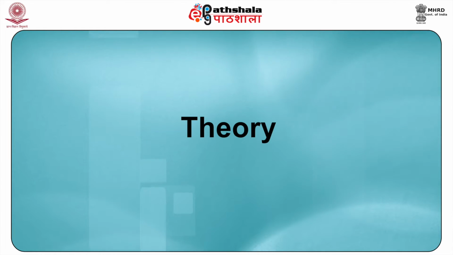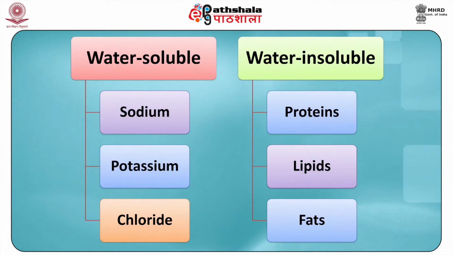Now let us see the theory part. The chemical entities present in fingerprint residue may be broadly classified into two types. Number one, water soluble, and number two, water insoluble. The amino acids and inorganic ions such as sodium, potassium, and chloride belong to the water soluble class. The water insoluble class includes proteins, lipids, and fats.